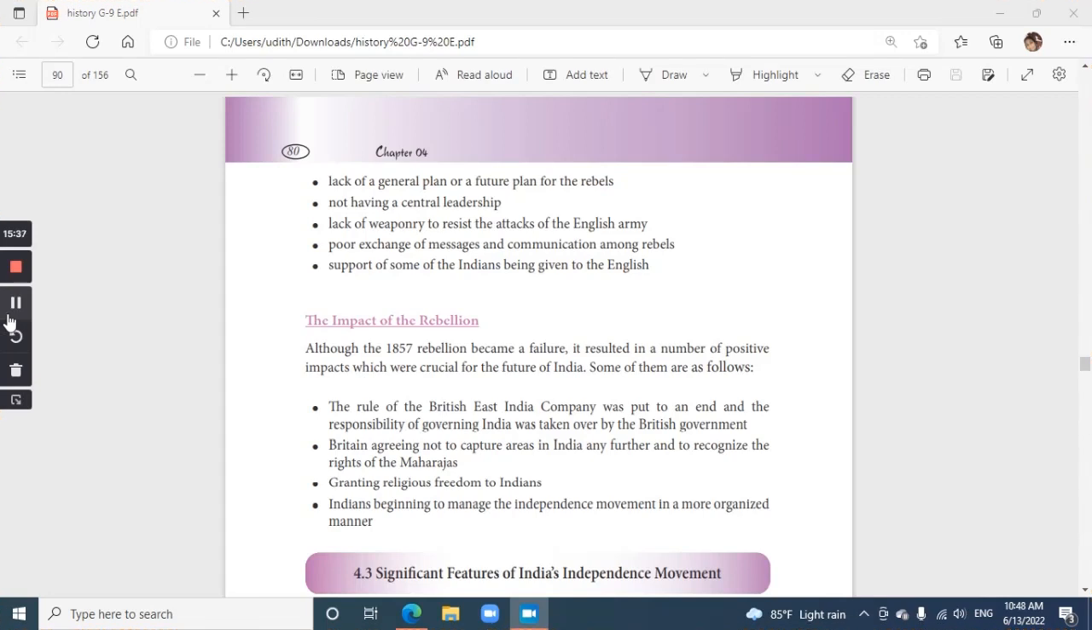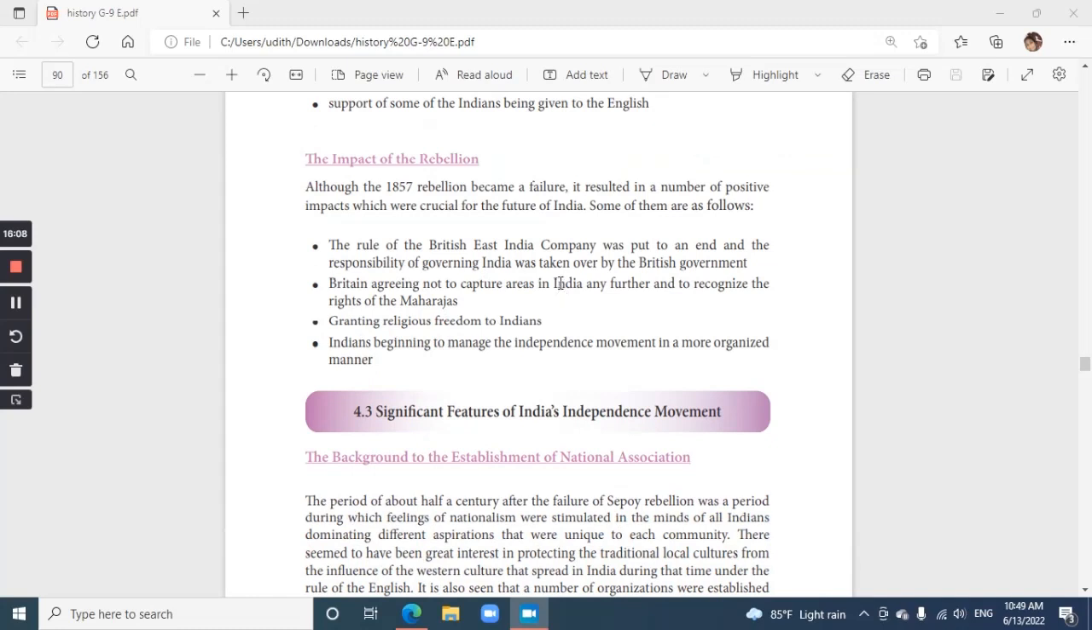Then, lack of weaponry to resist the attacks of the English army. They did not have weaponry, these weapons and fighting equipment. Poor exchange of messages and communication among the rebels. Support of some of the Indians being given to the English. Some of the Indians gave their support to the English, not to the rebellion.